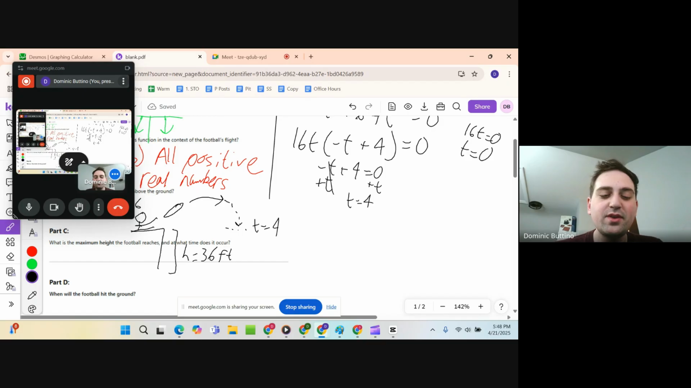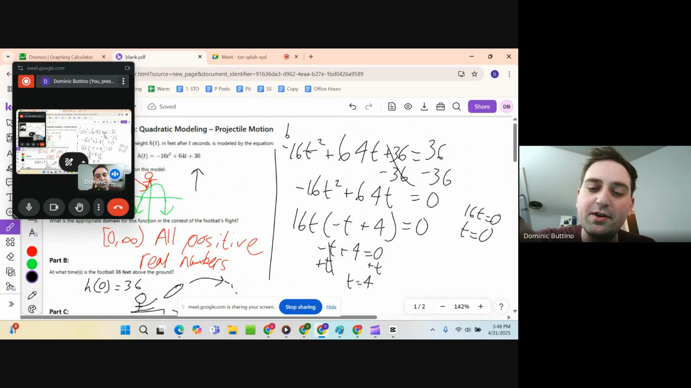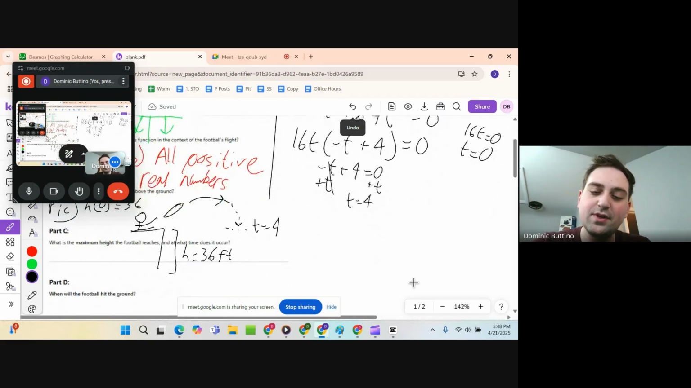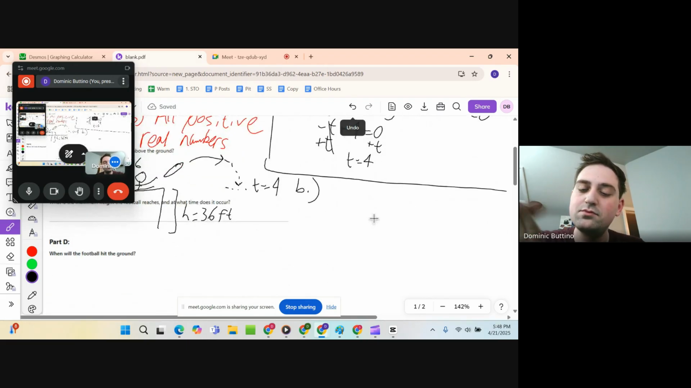Okay, what is the maximum height? When you're finding maximum heights, do a little bit of labeling here. This is part B. This is A. This is a picture. Let's get into part C. Vertex formula. So, part C. So the vertex formula, what is that?